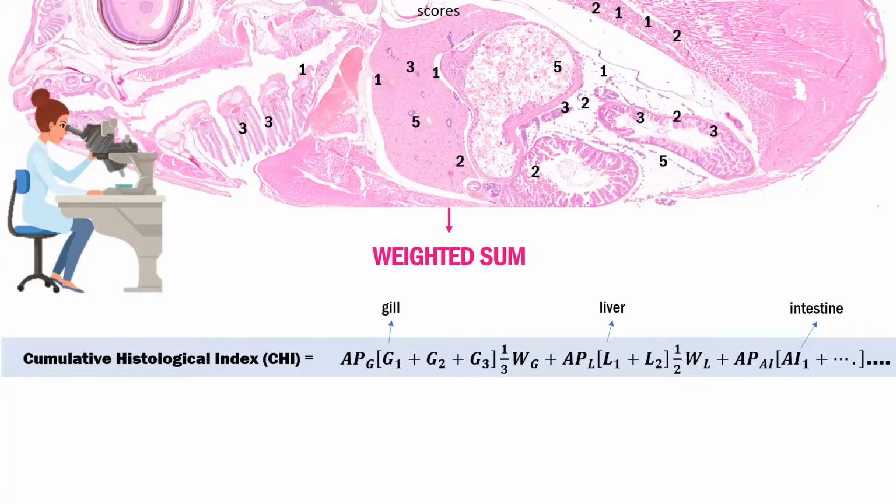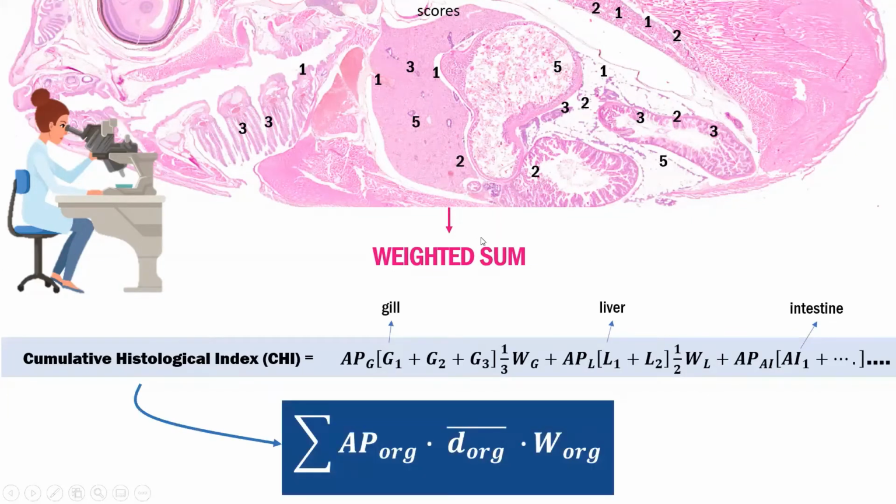So we thought about what was the most mathematically appropriate way. From the beginning, it seemed to us that the answer to our needs was a weighted sum of all descriptors assigned to the various organ districts, resulting in an index that we named cumulative histological index.